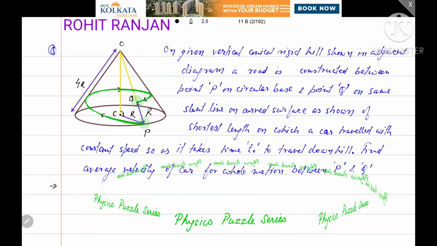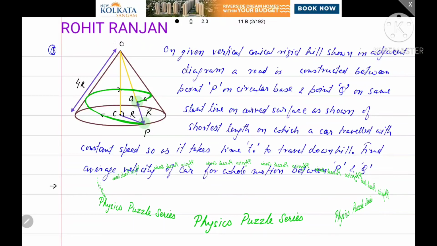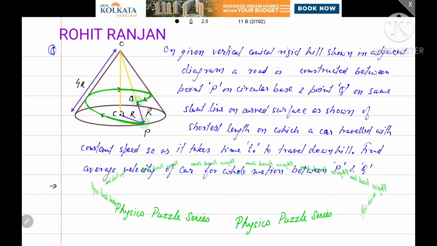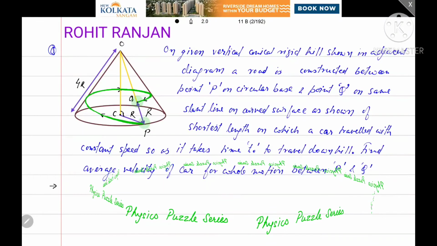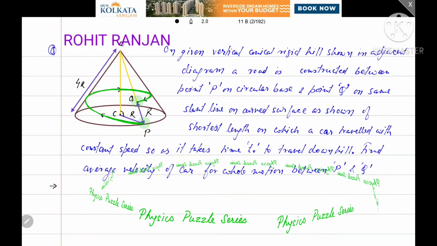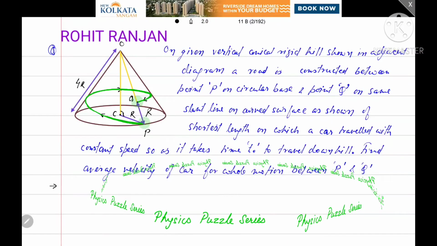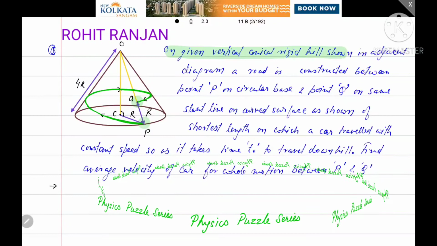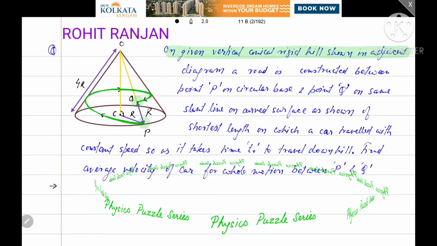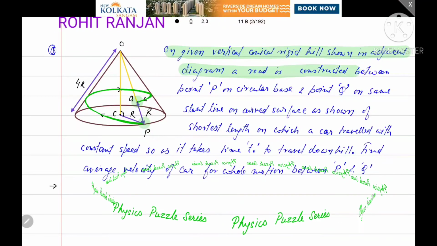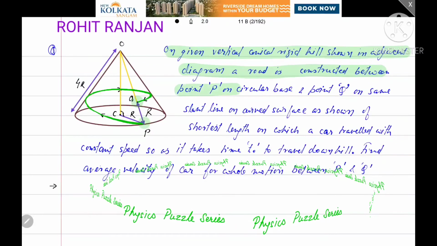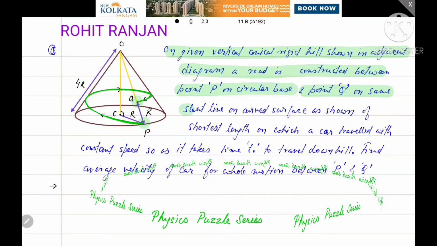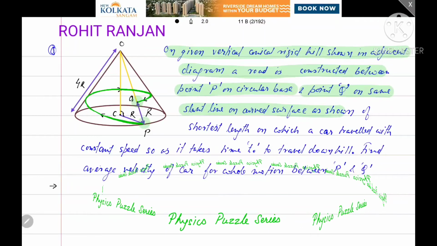Dear students, now let us come to another geometrical puzzle of kinematics. Here in this question it is given there is a vertical conical hill as shown in the adjacent diagram. A road is constructed between point P on the circular base and point Q on the same slant line on the curved surface as shown.